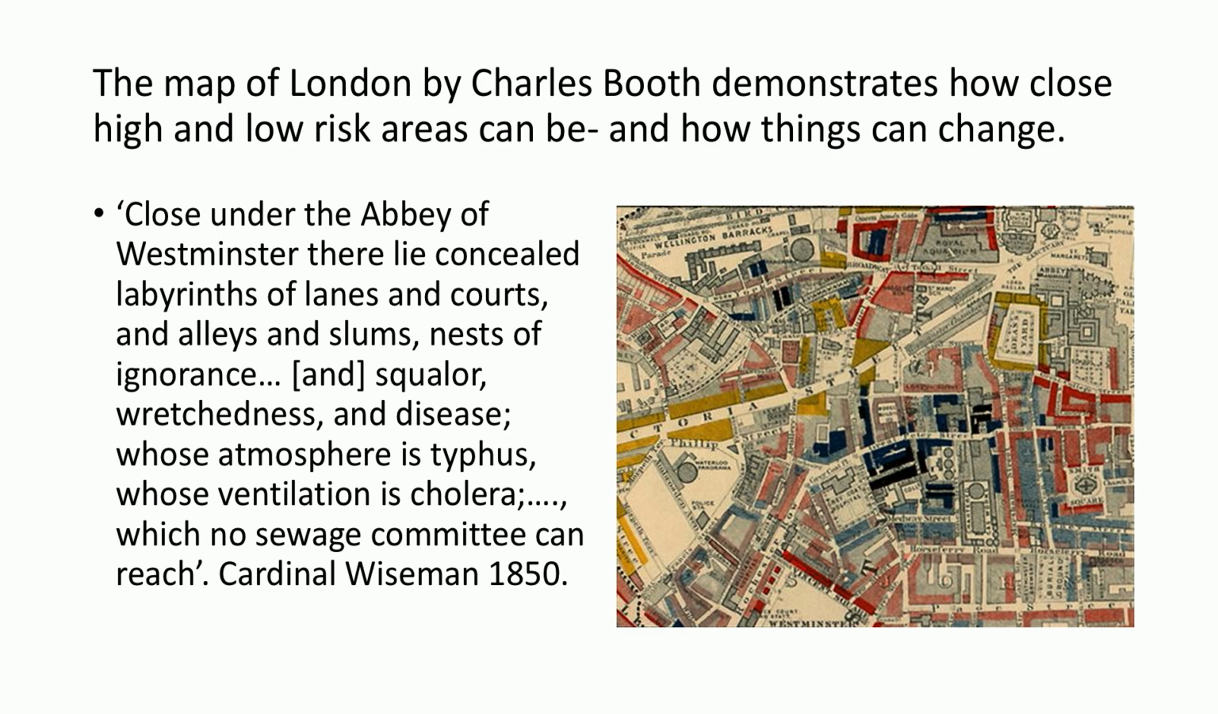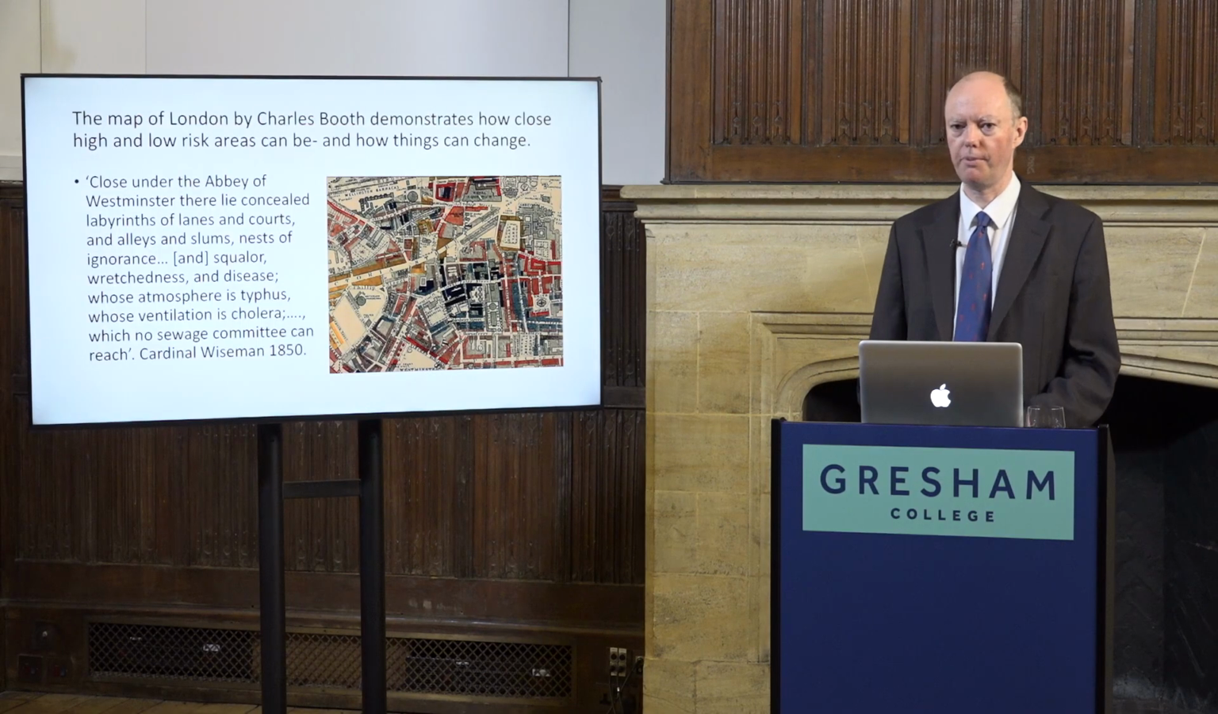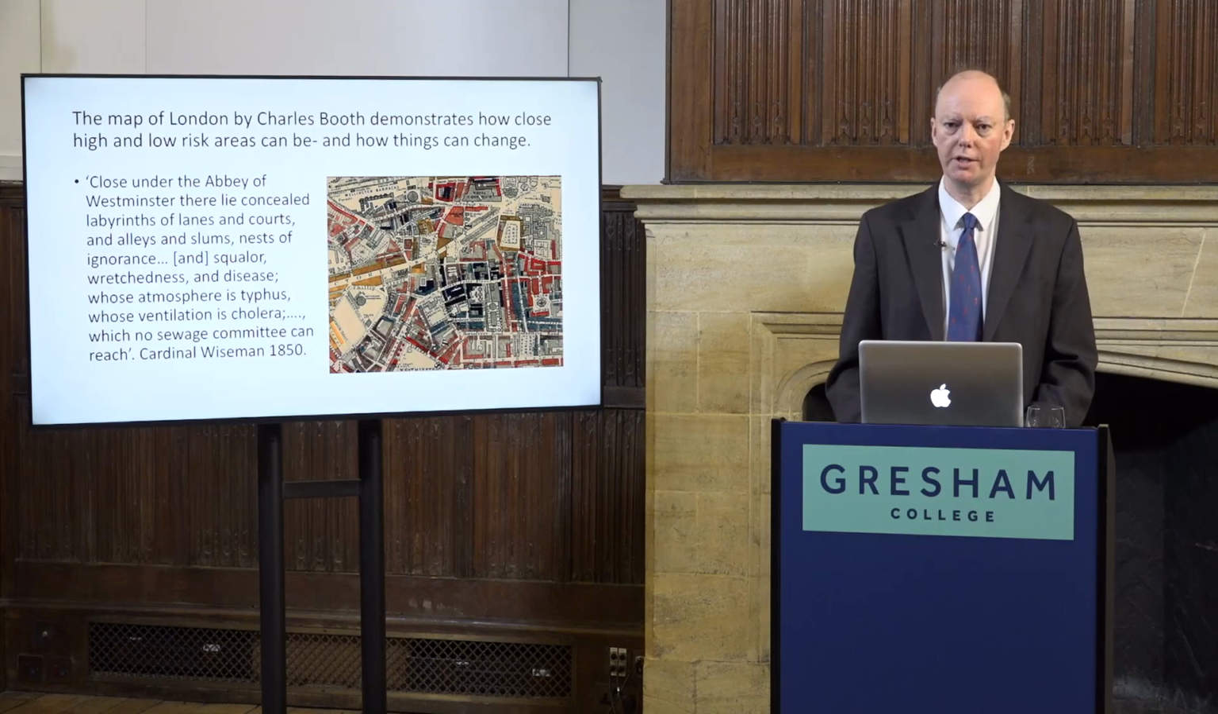I'll just read the first half of this. "Close under the Abbey of Westminster, there lies concealed labyrinths of lanes and courts, the alleys and slums, nest of ignorance and squalor, wretchedness and disease." This area here is now an area of extraordinary wealth. So, first point, things can change over time.